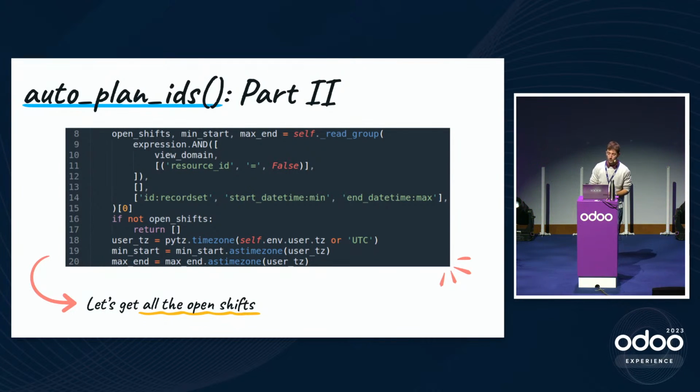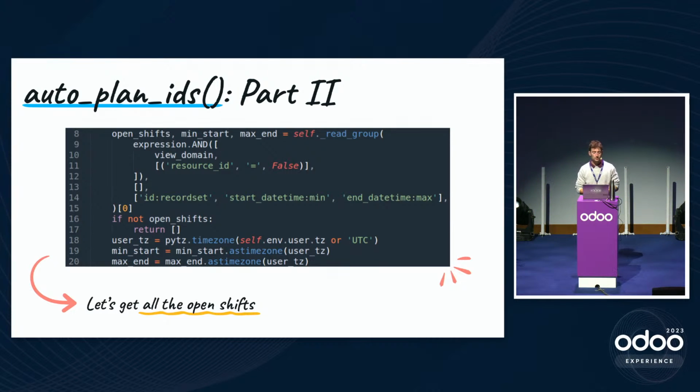We do this by doing the read group operation that you can see in line 8. This basically works as an SQL query. In the first part, we have the where clause, so we give the view domain, and we also say that we want our resource ID to be false. Basically, we want this to be an open shift. Then the second part is the group by, and we don't really want to group by anything, so we leave it empty. And then we state the fields that we want to return.